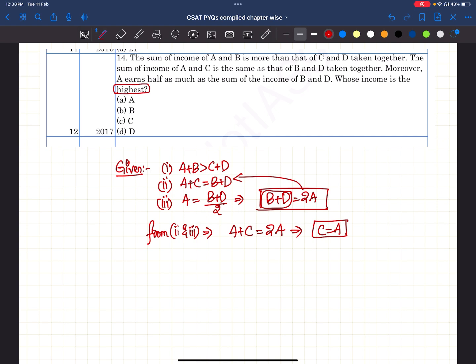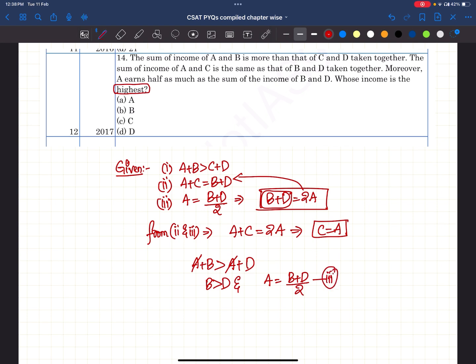Now substitute this C equal to A value in the first equation. I'm substituting C equal to A, right? Now where C plus D, in the place of C, I'm substituting A. It becomes A plus D. Now A gets cancelled. B is greater than D. And A is equal to B plus D by 2, from equation number 3.